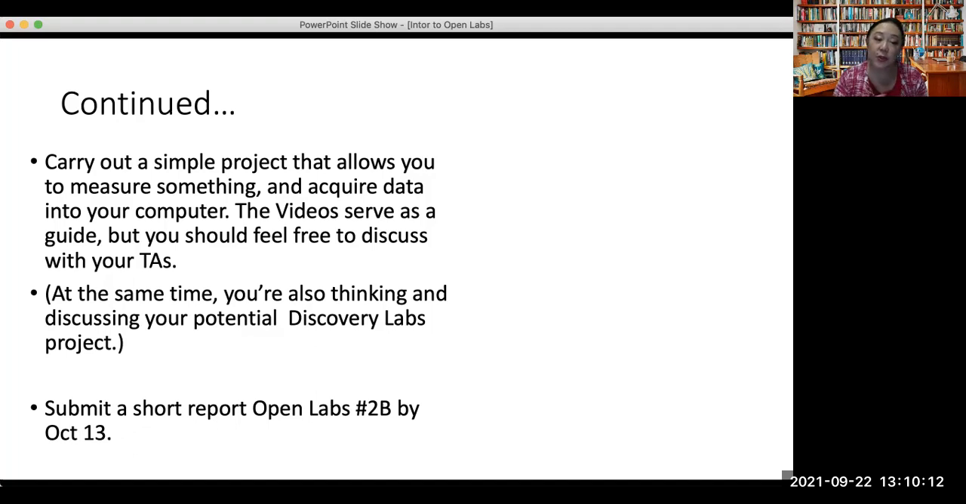Okay, now while you're doing all this, the idea of a lot of these things is for you to be inspired to think of potential projects for your discovery labs. At the end of Open Labs 2, you have to prepare just a short report. The instructions are in Quercus. A short report that really summarizes what you did and why it's interesting, and then give us the picture of your setup and the data. Just something very simple, not a formal report.